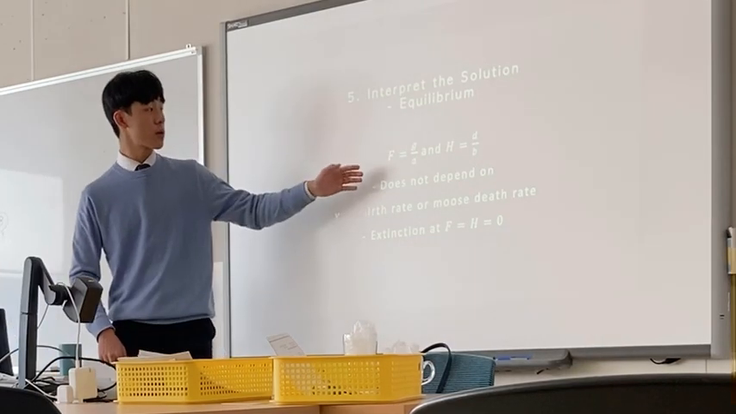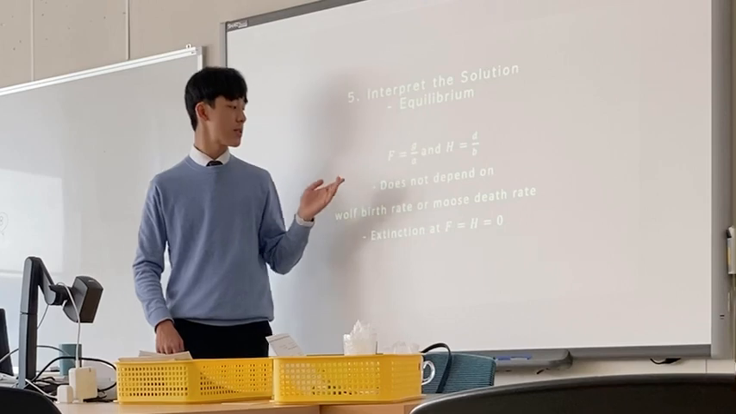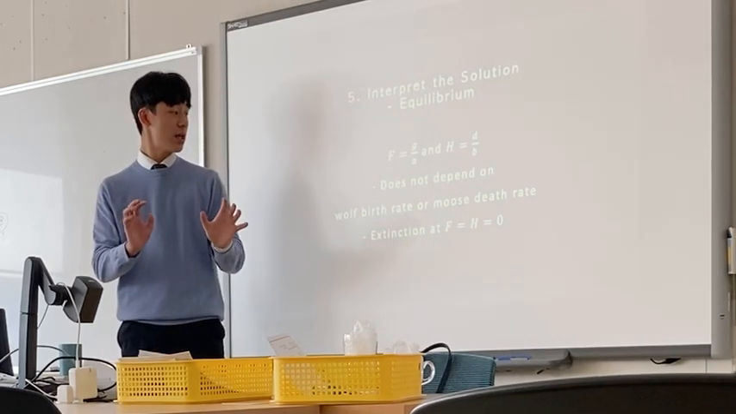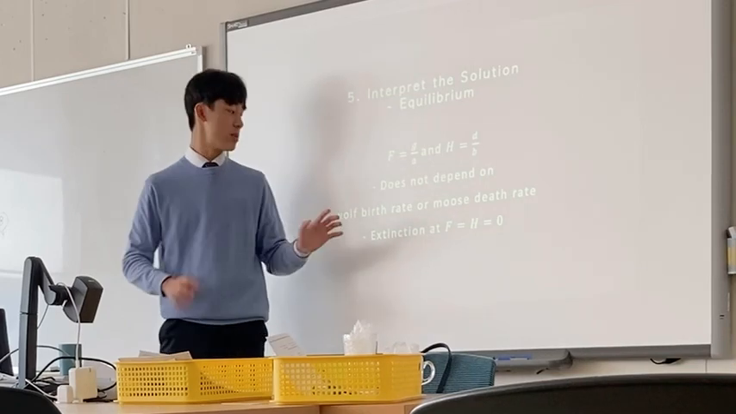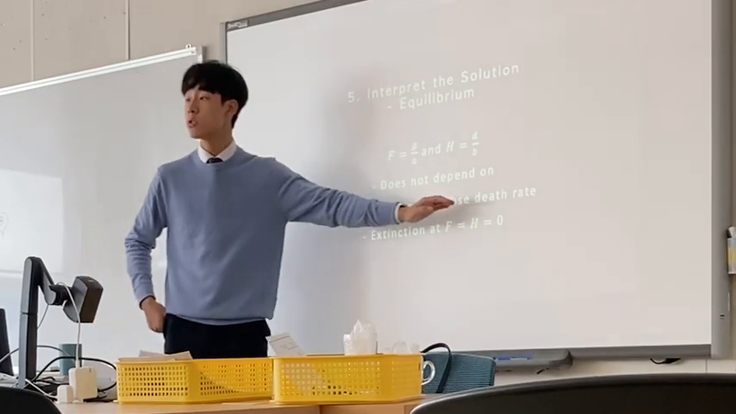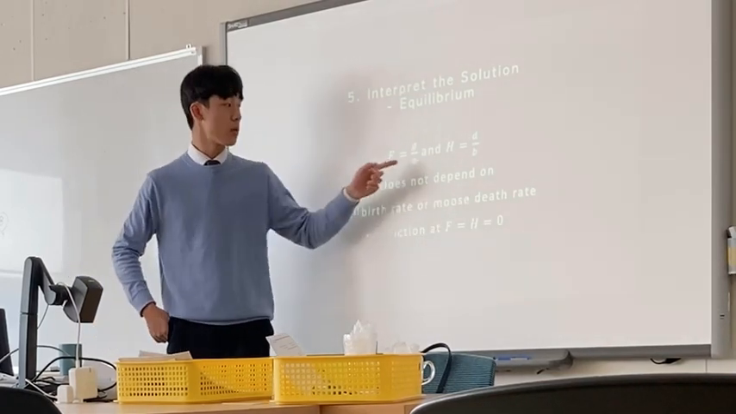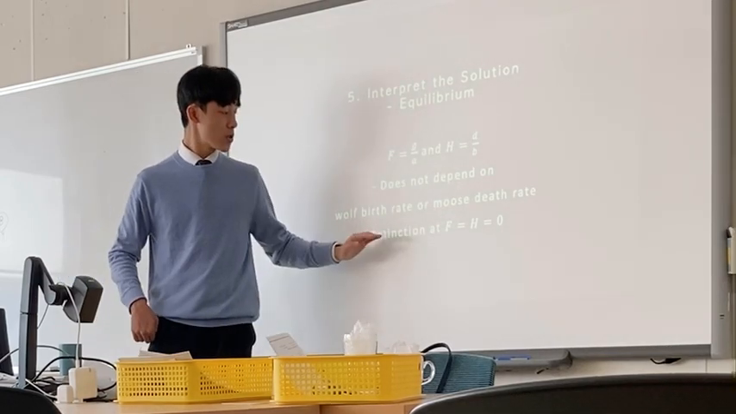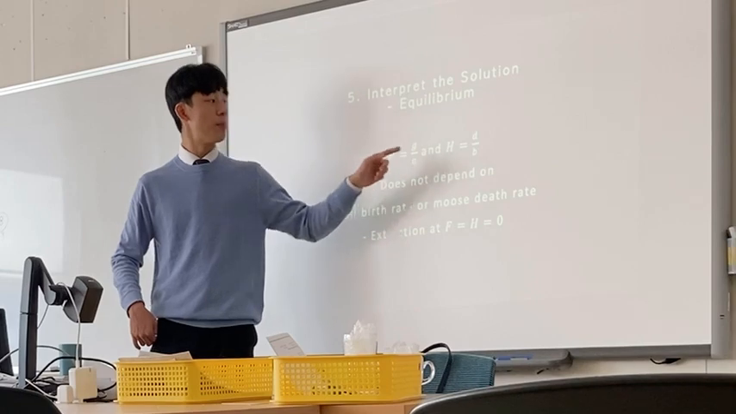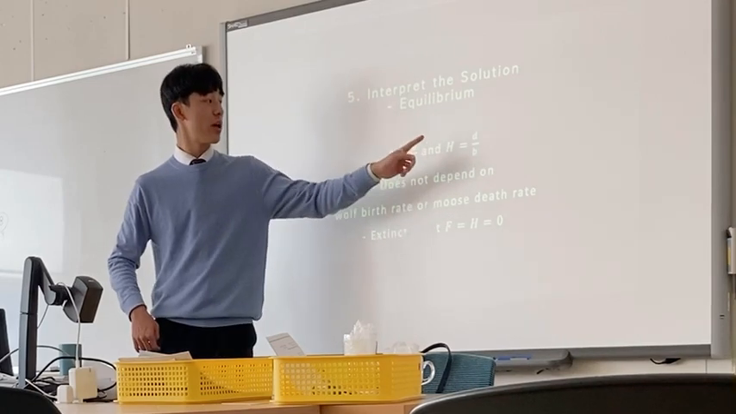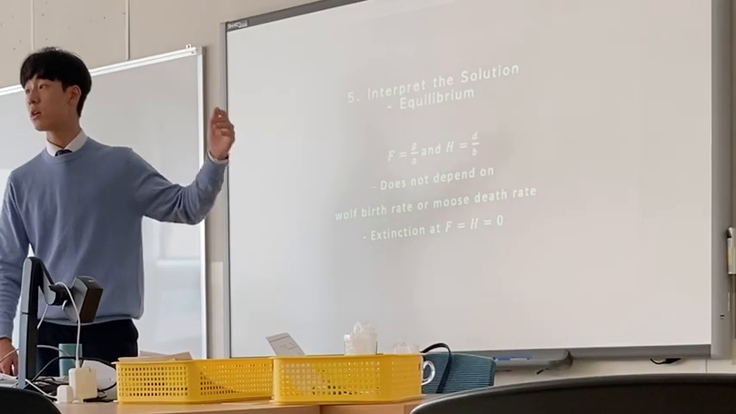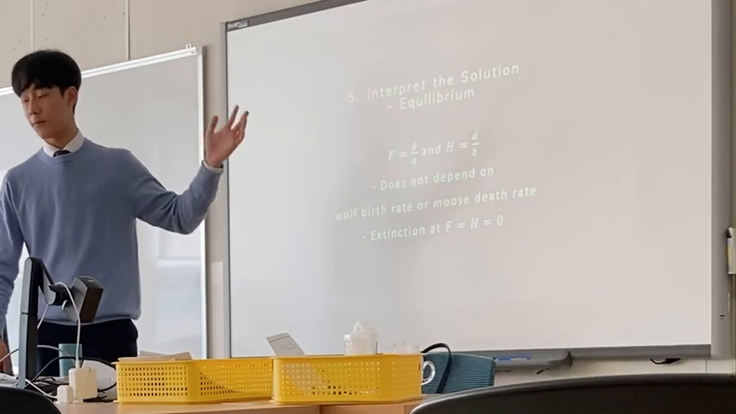And what's really remarkable, and what we can actually see from this, is that what happens to each of the populations does not depend on the wolf birth rate and the moose death rate, because both of them are not inside this equation right here. And then we can also infer that extinction would happen when both of these are 0, so when G and D are 0, the extinction would happen, and so on and so forth. These are the kinds of inferences that we can make from these solutions right here.